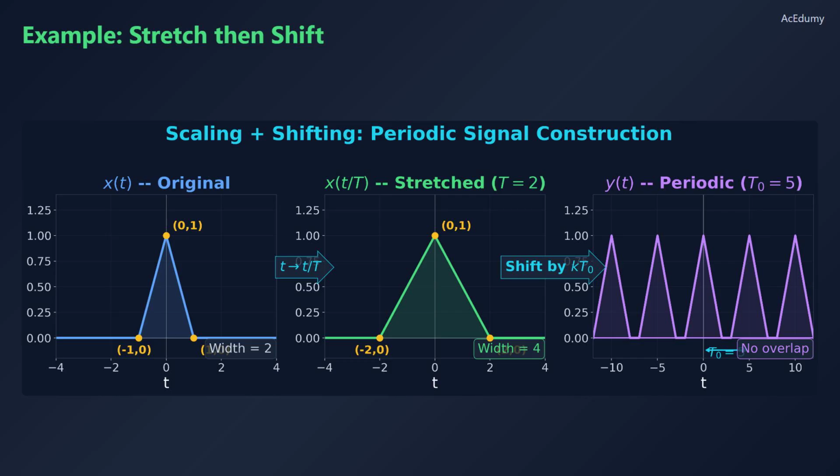Let us visualize this. Starting with x of t, our triangle signal spanning from -1 to 1. First, we stretch it by replacing t with t over T. With T equals 2, the signal x of t over 2 now spans from -2 to +2. Next, we create copies at intervals of t0 equals 5. Since the stretched width of 4 is less than t0 equals 5, the copies fit without overlapping. The resulting y of t is periodic with period t0.